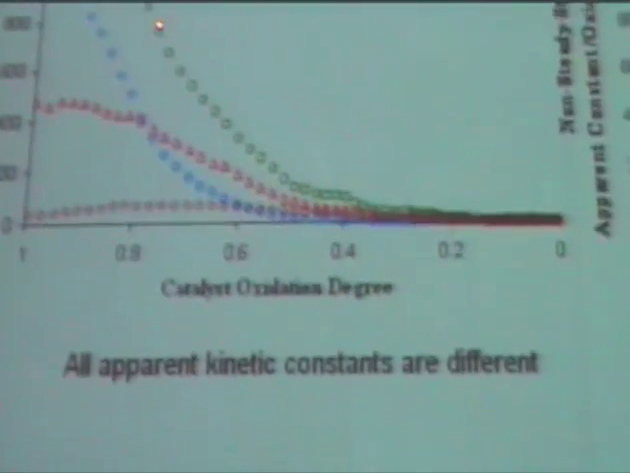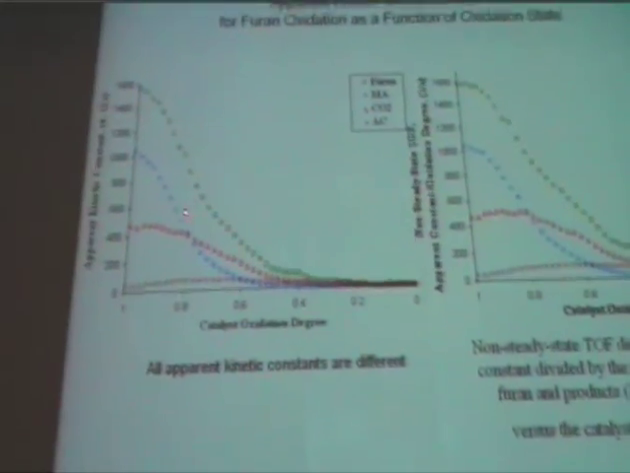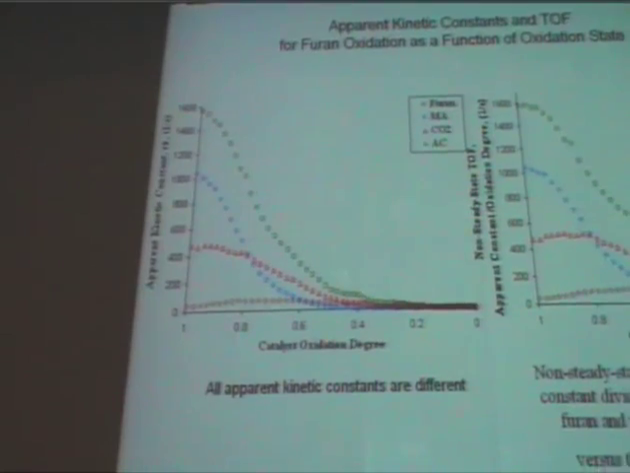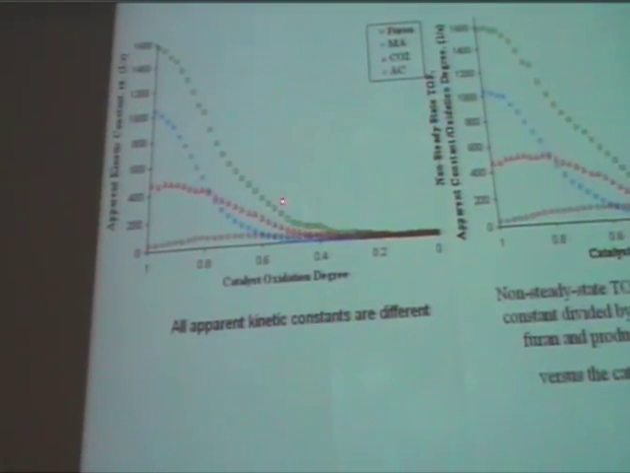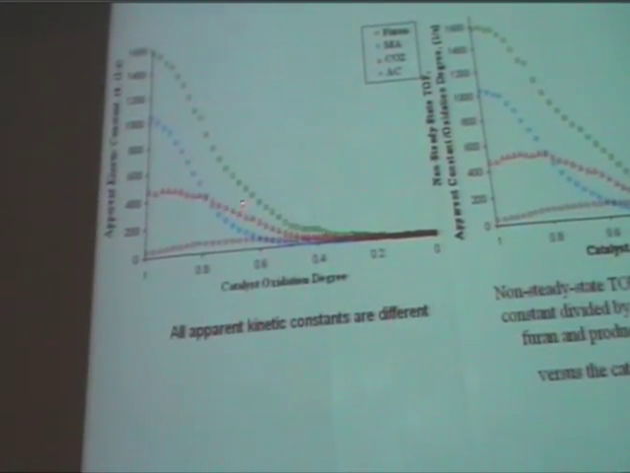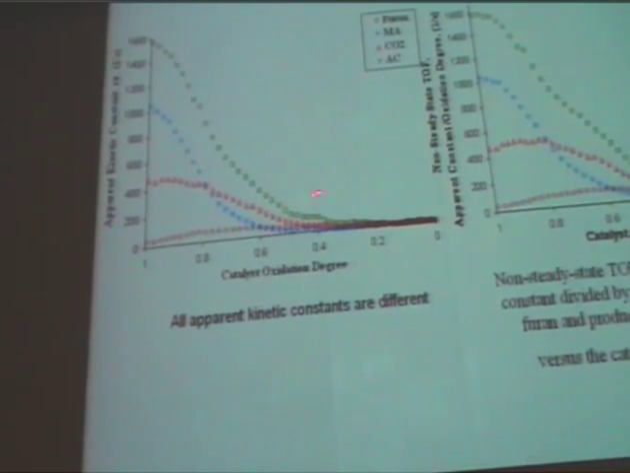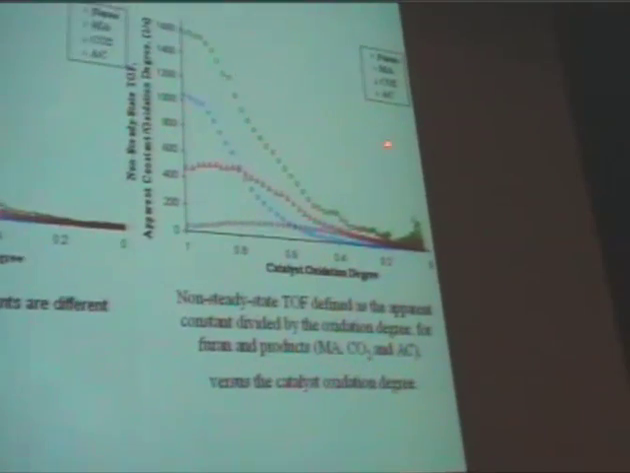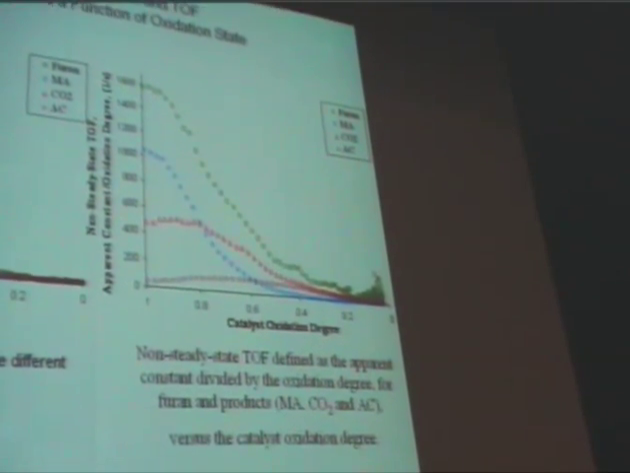Then, this constant includes the number of empty sites, which we count as an integral characteristic. And we can easily divide the constant by the number of active sites, non-steady state. And we have the so-called non-steady state turnover frequency. This is the right figure.